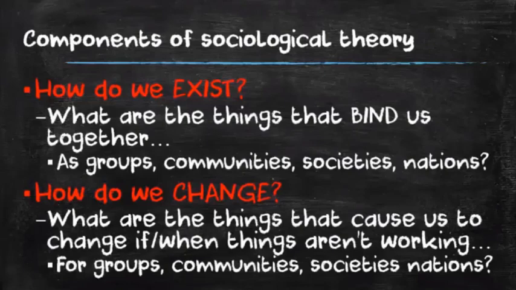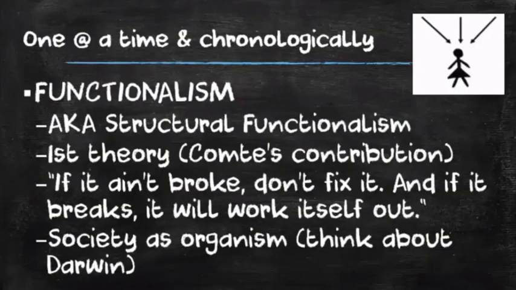If things aren't working well, if we start to find that we're having some ripples in the fabric of society, then what is the mechanism that changes us? So every theory has to address these questions in a different way. Otherwise, we wouldn't need to have competing theories. Really important questions, folks. The first question a theory must address, how do we exist? The second question a theory must address, how do we change? Now, we're going to talk about our theories chronologically.